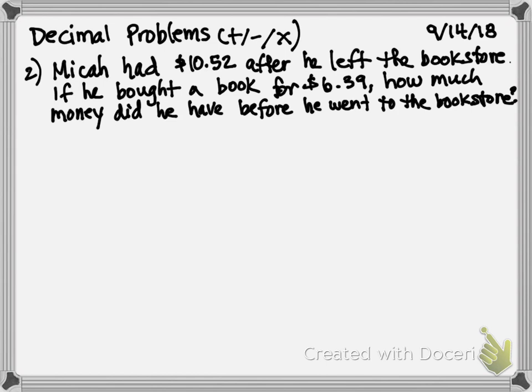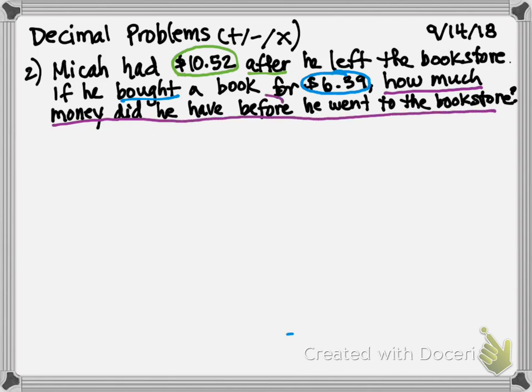So what I see here is it says Micah had $10.52 after he left the bookstore. And if he bought a book, so he bought a book for $6.39. Now here comes the question. How much money did he have before he went to the bookstore?